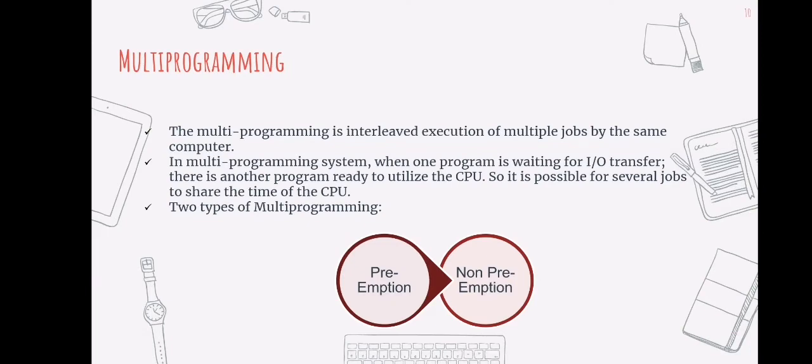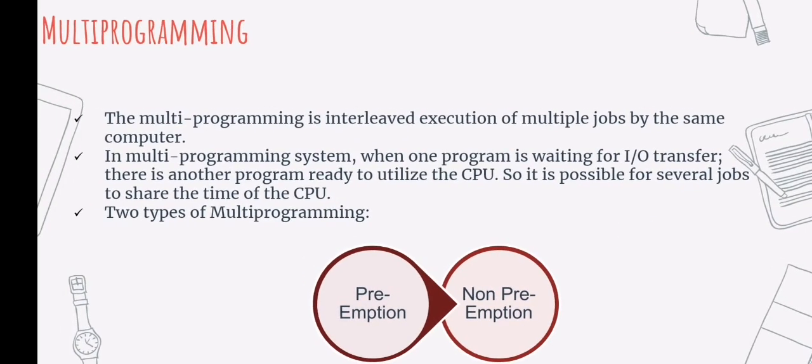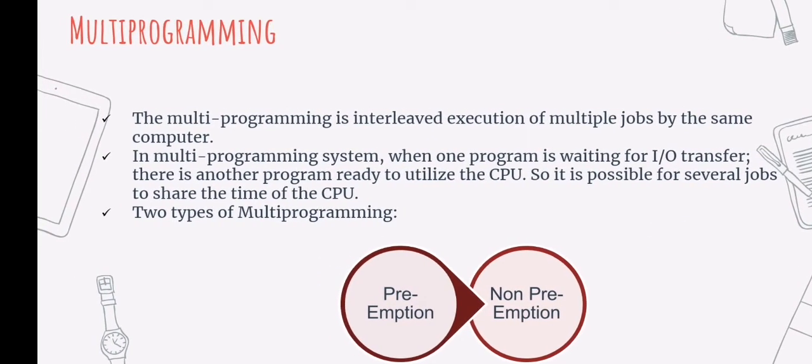Let's now go to multiprogramming. Multiprogramming is the interleaved execution of multiple jobs by the same computer. When one program in a multiprogramming system is waiting for an I/O transfer, another program is ready to use the CPU. As a result, multiple jobs can share the CPU's time.